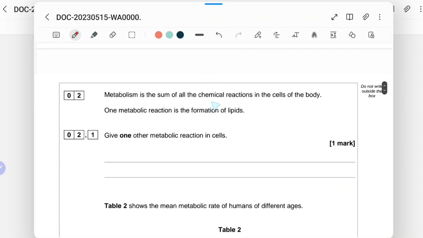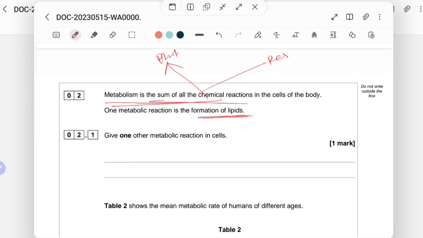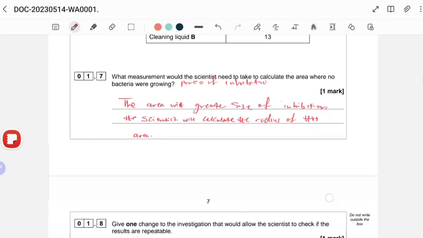Metabolism is the sum total of all chemical reactions in the body. So what metabolic reaction is the formation of lipids? Metabolism is all the chemical reactions happening in your body, both the ones where you are building things up, like photosynthesis, and the ones where you are breaking things down, like respiration. Whatever you are breaking up or building up, that's metabolism in the body. So one of them is formation of lipid, which is building up. So what are the other examples you have?